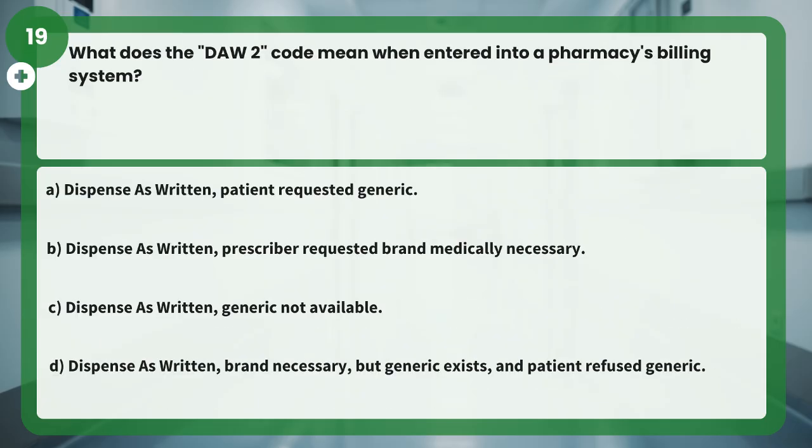Question 19. What does the DA2 code mean when entered into a pharmacy's billing system? A. Dispense as written, patient requested generic. B. Dispense as written, prescriber requested brand medically necessary. C. Dispense as written, generic not available. D. Dispense as written, brand necessary, but generic exists and patient refused generic.